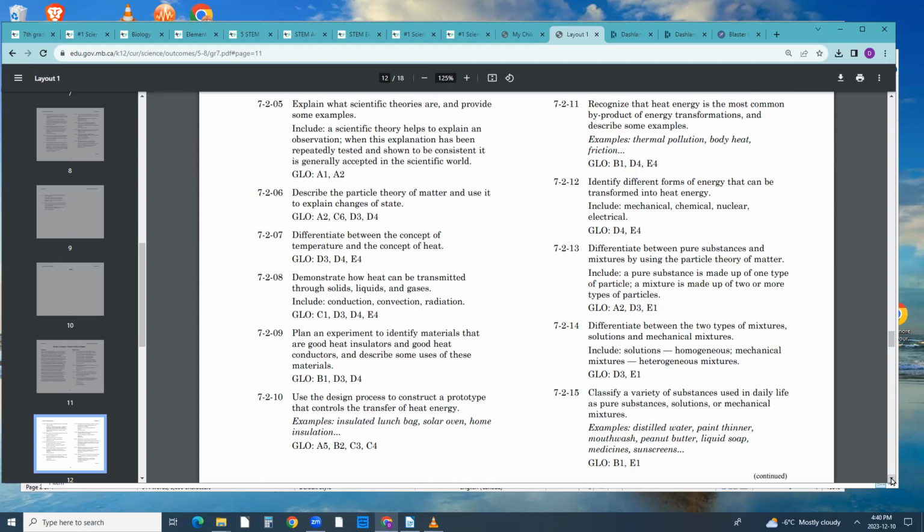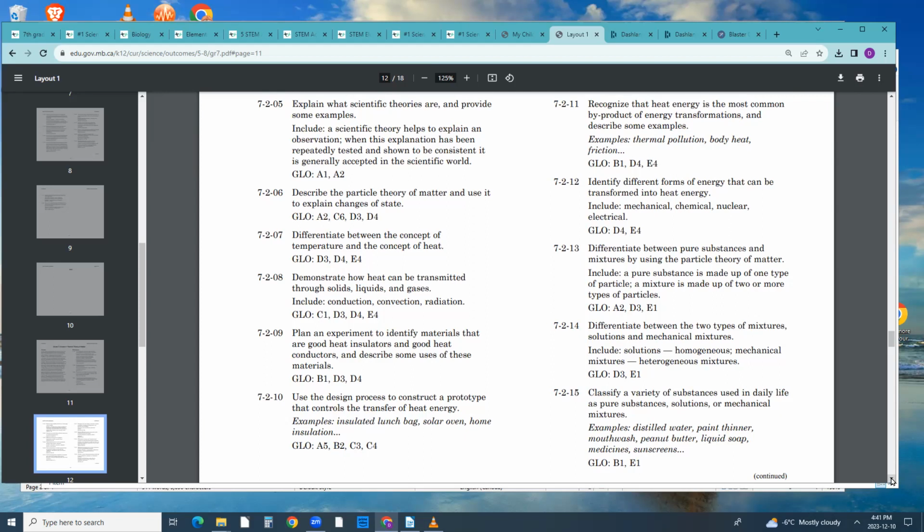Differentiate between the concept of temperature and the concept of heat. Demonstrate how heat can be transmitted through solids, liquids, and gases. Include conduction, convection, radiation. Plan an experiment to identify materials that are good heat insulators and good heat conductors, and describe some uses of these materials. Use the design process to construct a prototype that controls the transfer of heat energy.